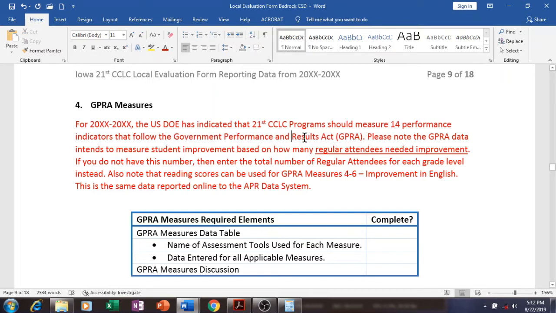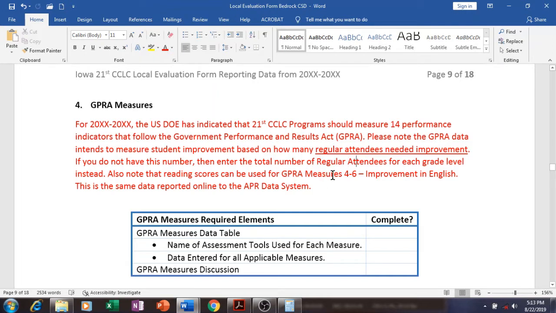Now, it's important to notice that the GPRA data is basically measuring student achievement based on how many regular attendees needed improvement. Sometimes you may not have that data. There was a misstep in the data gathering and you didn't really know how many needed. If you can't figure that out, you'll just have to use your total number of regular attendees, which of course will show less achievement than you wish, but you have to come up with some number for that.